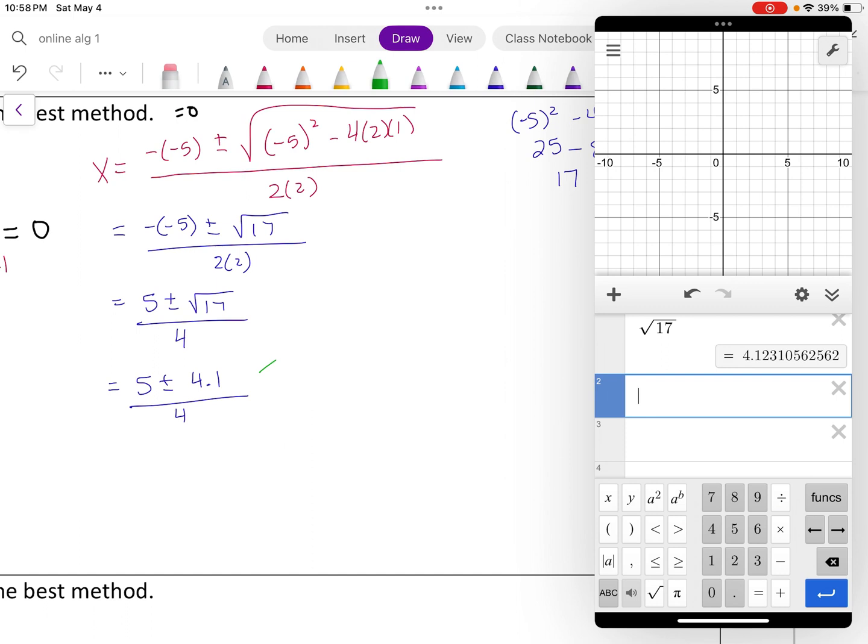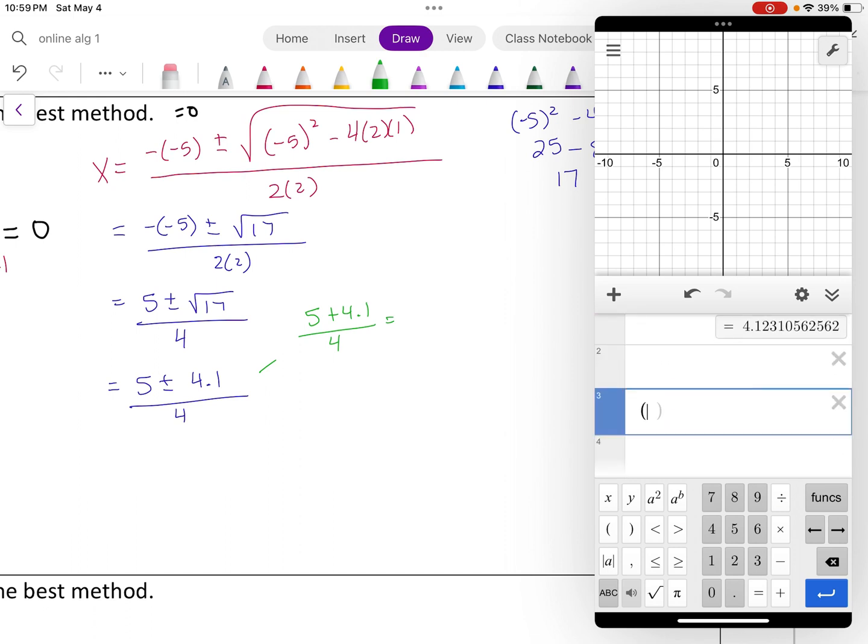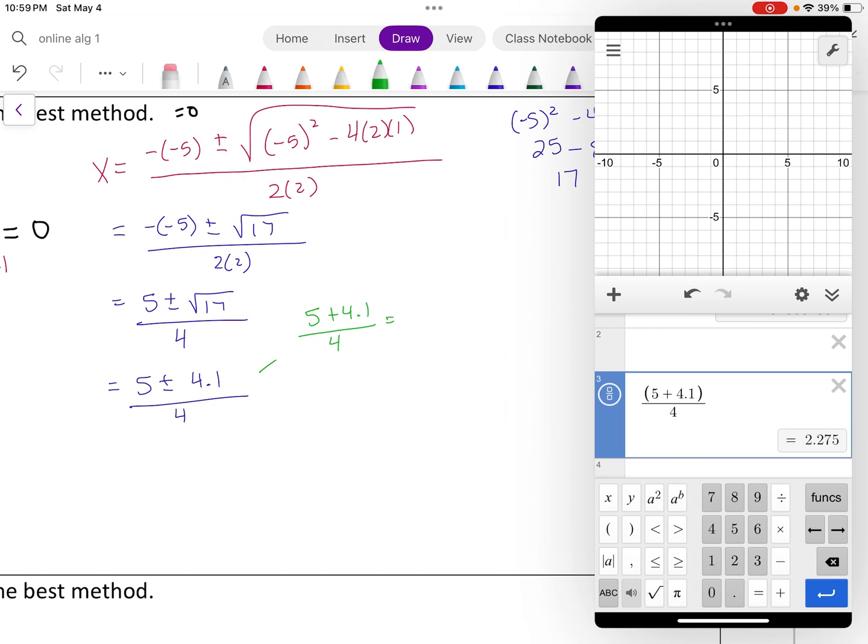All right, now we have to do this twice, where we add and where we subtract. 5 plus 4.1 divided by 4. I'm going to do my parentheses. 5 plus 4.1 would be 9.1, and then if I divide that by 4, that'd be 2.275, which I could round to 2.3.